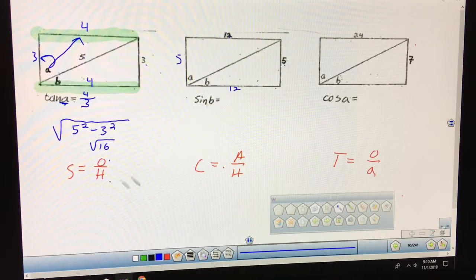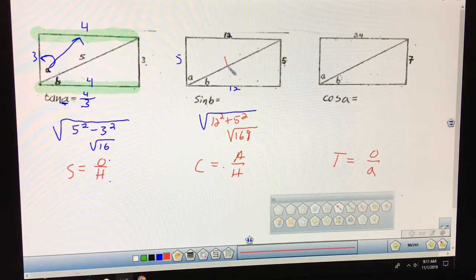Sine is opposite over hypotenuse, so I have to do two things. I cannot just do the sine ratio; I have to find the hypotenuse. That means I have to do the Pythagorean theorem. So it's going to be 5 squared plus 12 squared, that's 144 plus 25, the square root of 169. So my hypotenuse is going to be 13. Now sine of B is opposite, that's 5, over the hypotenuse, 13.